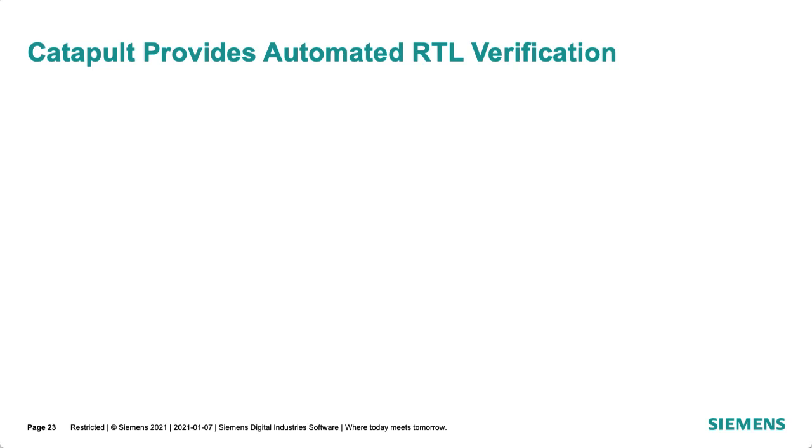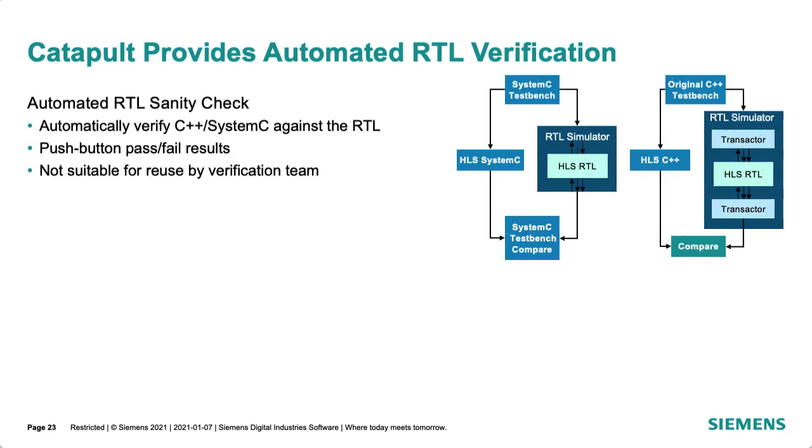However, the RTL does need to be verified or at least signed off on before passing it along to the RTL verification or integration teams, and Catapult provides an automated RTL verification flow that performs a sanity check to give designers confidence that the RTL is equivalent to the C code. This automated flow will automatically verify the C++ or SystemC against the Catapult generated RTL. The flow is a push-button flow and provides a pass-fail result, indicating that the C++ and RTL are the same.